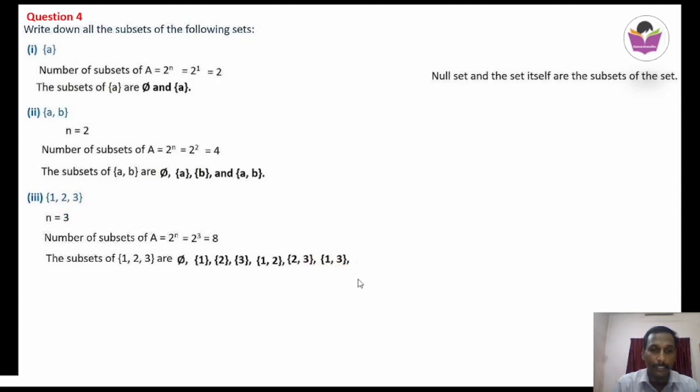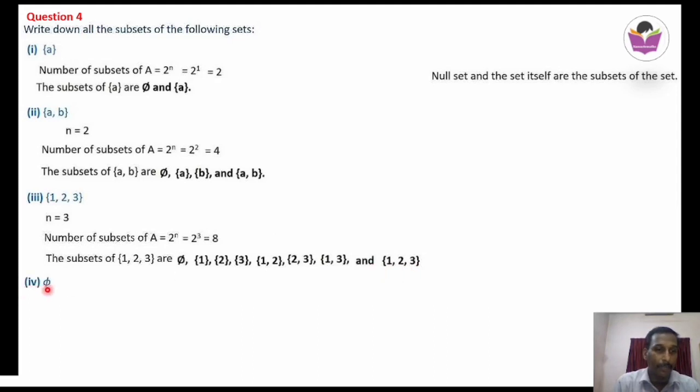Once again you just check it here. First a null set we have taken, then with the individual elements we have taken the subsets, and with the two elements {1, 2}, {2, 3}, {1, 3}, if you follow cyclic order, it will be easy for you to identify. Then finally the last set itself.